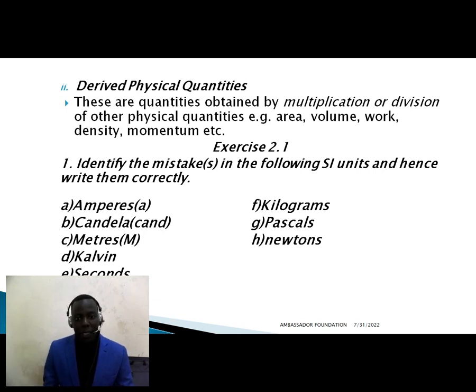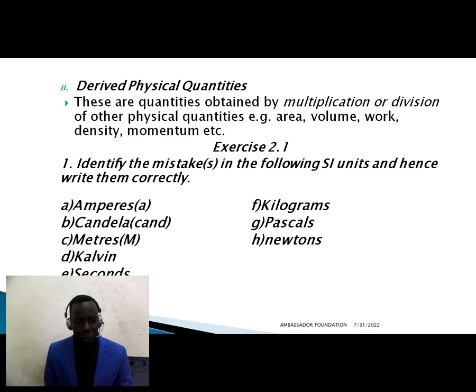Identify any mistake or mistakes in the following units, and hence write them correctly. Amperes, you can see how it has been written. Amperes, small a. Candela, you have been given as cant. Meters, you've been given capital M. Kelvin, find the mistake there. Seconds, find the mistake there. Kilograms, find the mistake. Pascals, also still find the mistake there. There must be a mistake hidden. Just look at it very keenly, you will notice that there is a mistake.